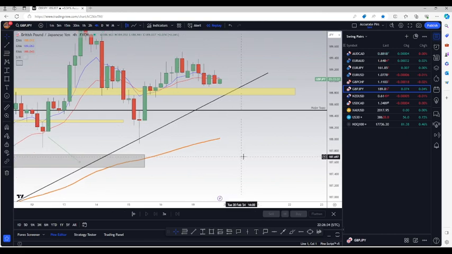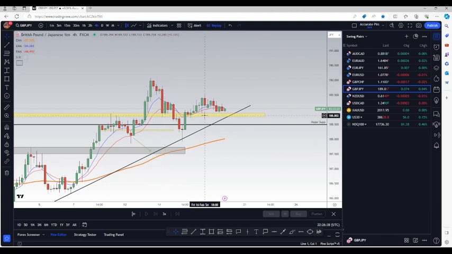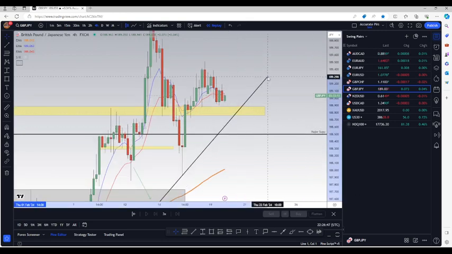GJ, I'm not seeing much on GJ, if I'll be honest with you. If we are going to buy GJ, I'll probably wait for London session tomorrow to see how price reacts with that trend line if we keep moving towards the downside.